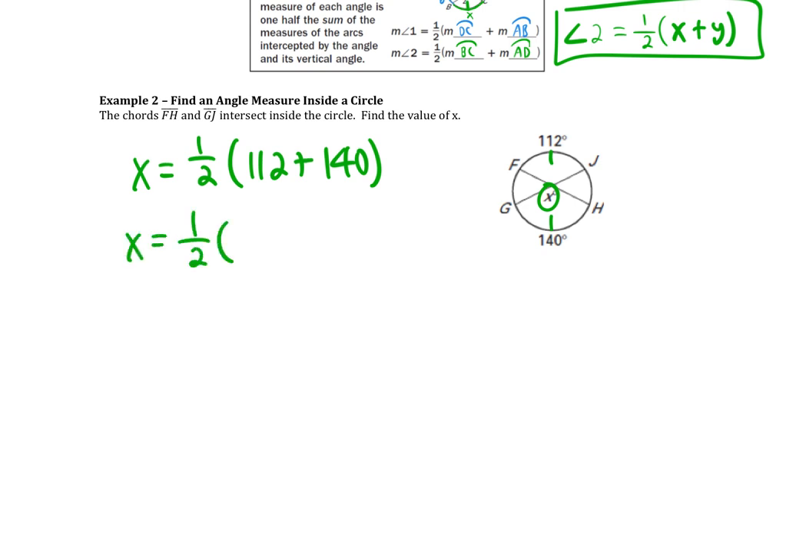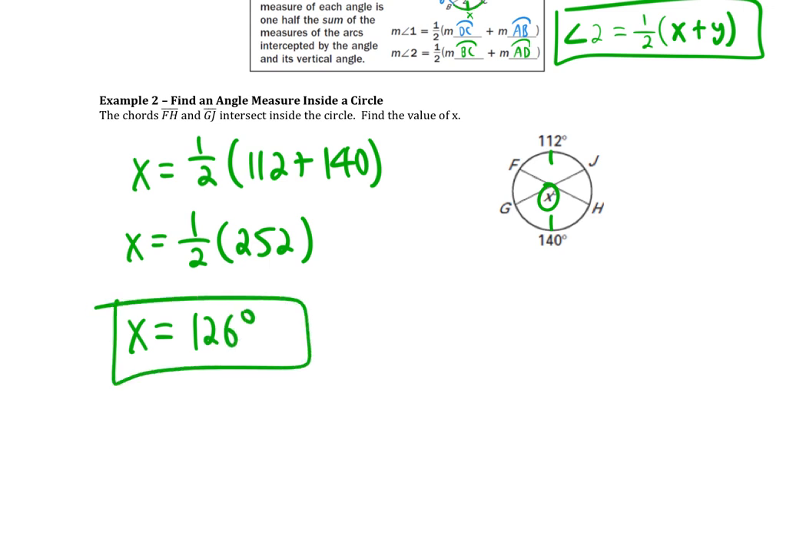So we can say, in this case, that x equals 1/2 of those two arcs added together, which would be 112 plus 140. And that would be 252. If we do 1/2 of that, or divide by 2, we get x equal to 126 degrees. And there's our answer.